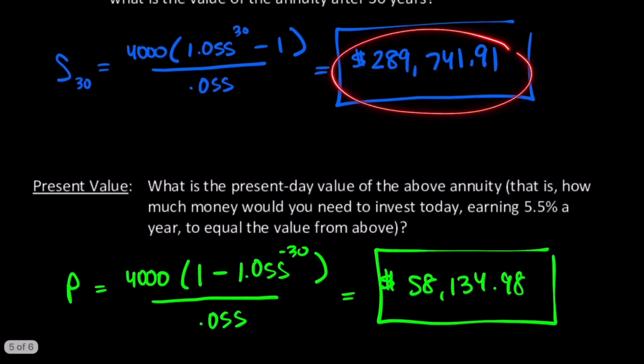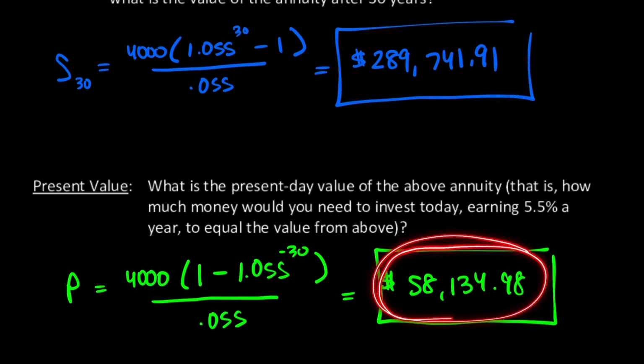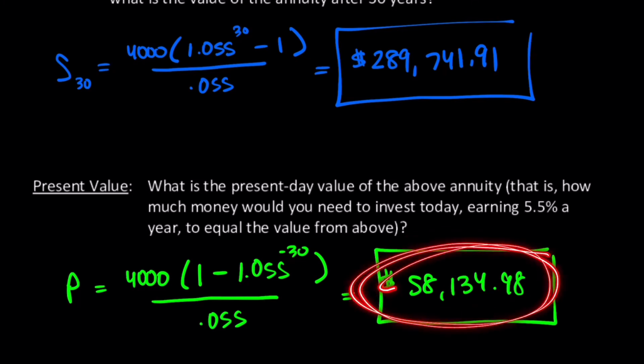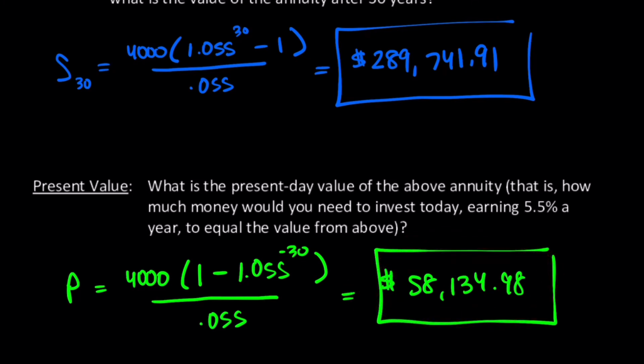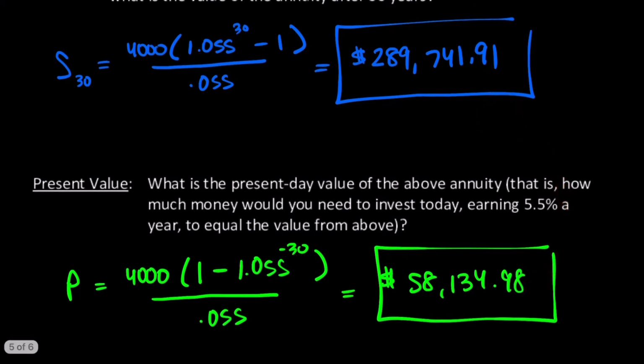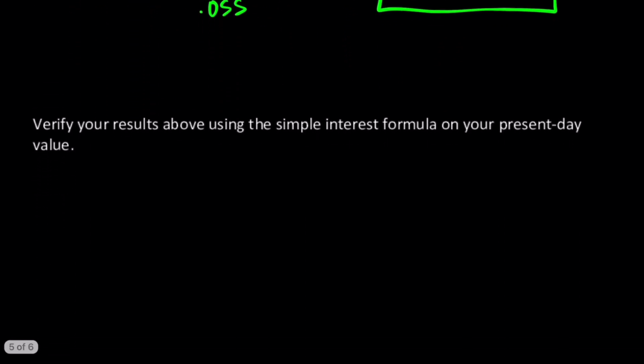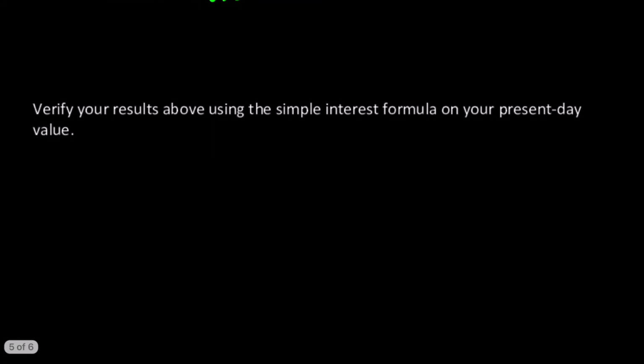So again, let's compare. These are not equivalent. This does not represent how much you're going to have in the bank after 30 years. This number right here represents how much you'd have to put in the bank on day one and let it sit there for 30 years, getting 5.5% interest. So you put this in the bank in day one, let it get that interest for 30 years. Guess what? It's going to equal this. Let's show it right now. Verify your results above using the simple interest formula.